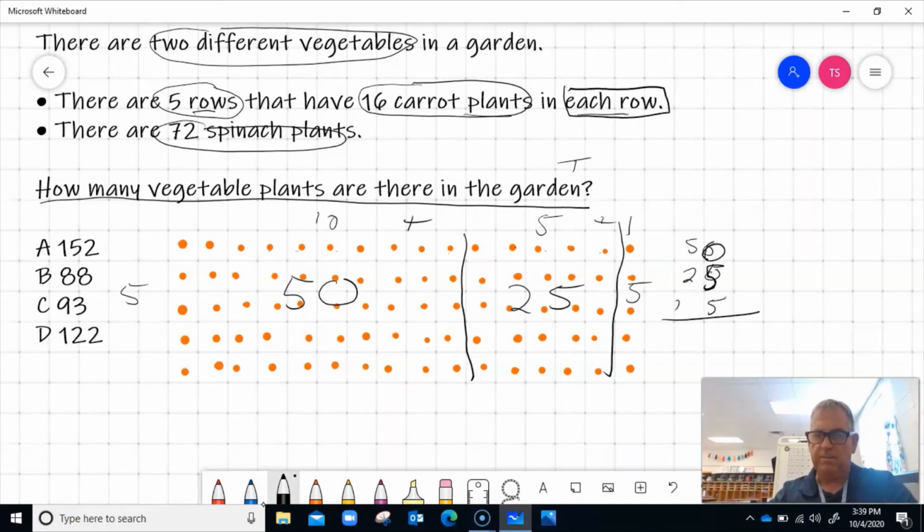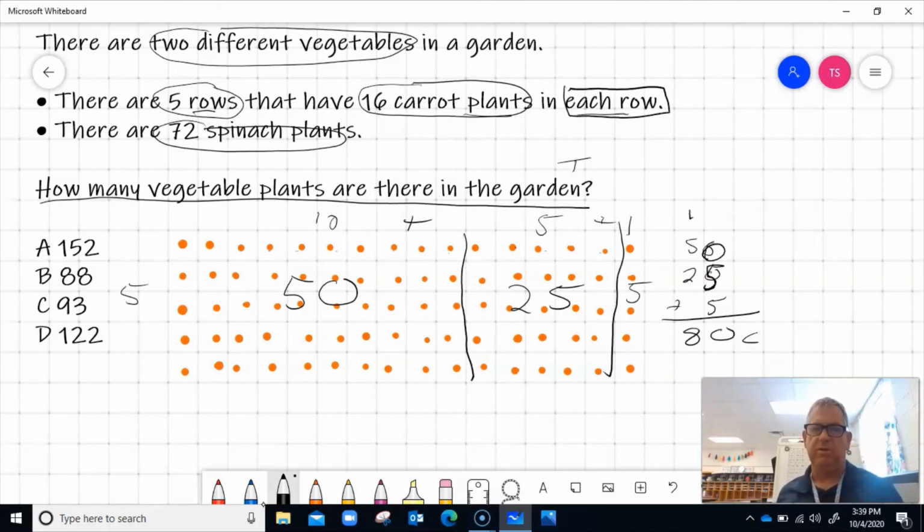So I add that up. 5 plus 5 is 10. I carry my 1. And then 5 plus 2 plus 1 is 8. So that means there's 80 carrot plants. That still doesn't answer my question yet, because I need to know all the plants in the garden.